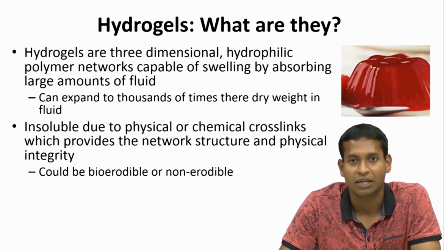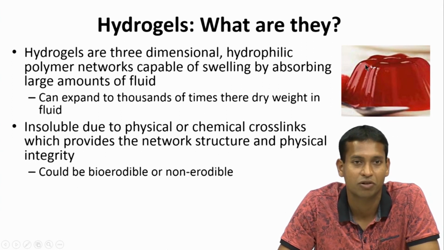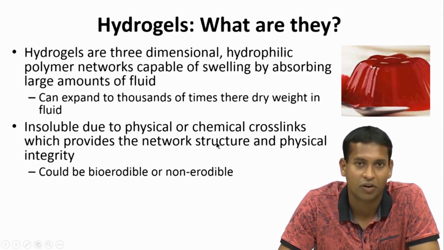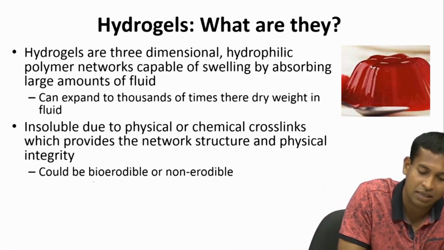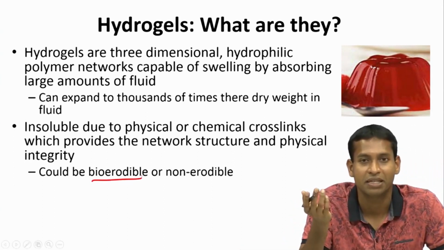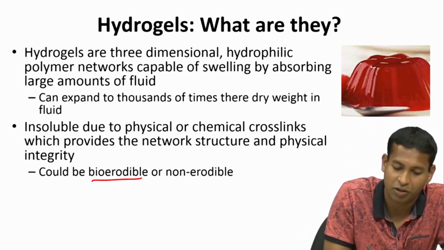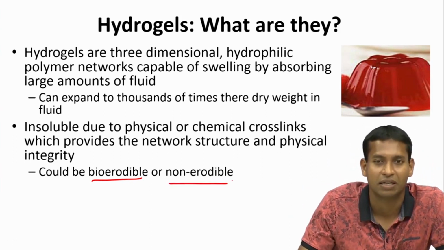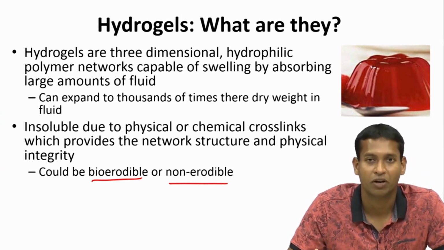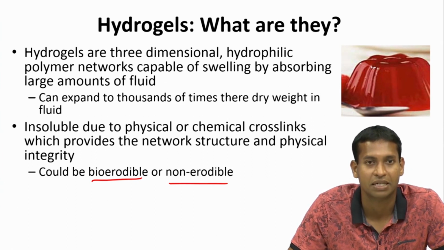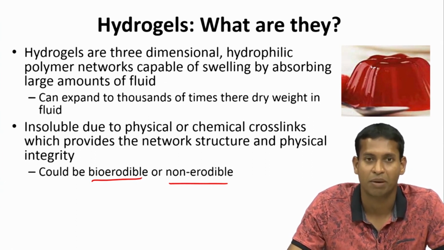Of course, like all the matrix systems that we talked about earlier, this is also one sort of a matrix system. These could be bioerodible or non-erodible. If it is bioerodible, then over a period of time the hydrogel will degrade. If it is non-erodible, it will maintain structure, it will not really have any loss of the polymer itself. The drug may or may not come out, that depends on the system you are designing, but the biological fluid will not cause any kind of erosion to happen.